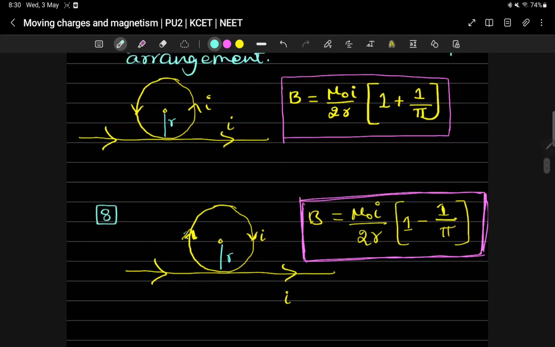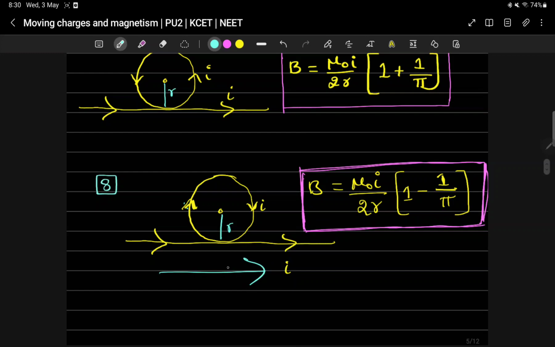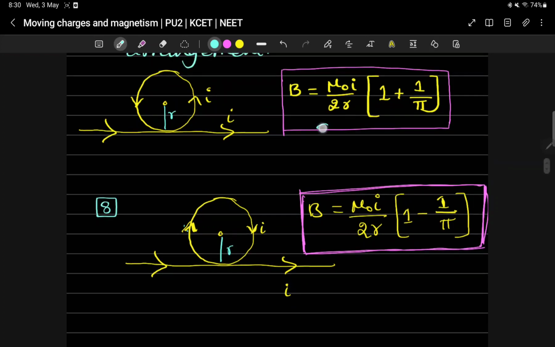Okay, if the loop carries current in the clockwise direction, and this one is carrying current in this direction, so this current inside the loop is opposite to this current, so that's why the magnetic field produced is similar to this one, but here we get a minus sign. Okay, so write down this formula. This is also very important, but in CET they have not given many questions on this.